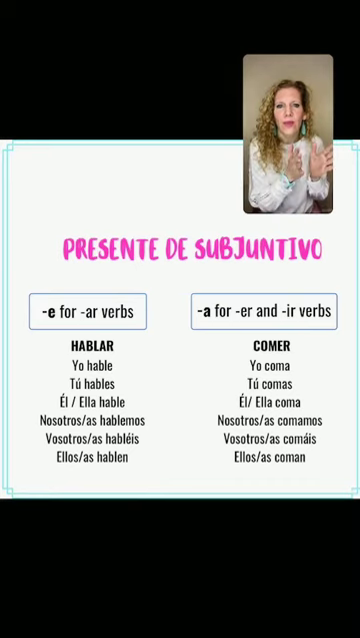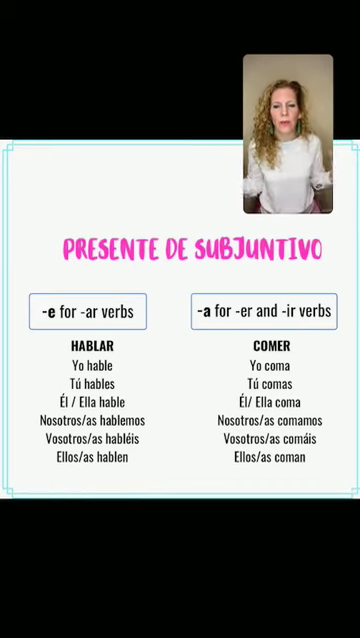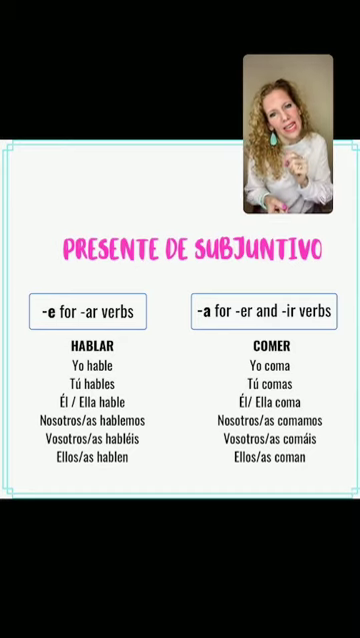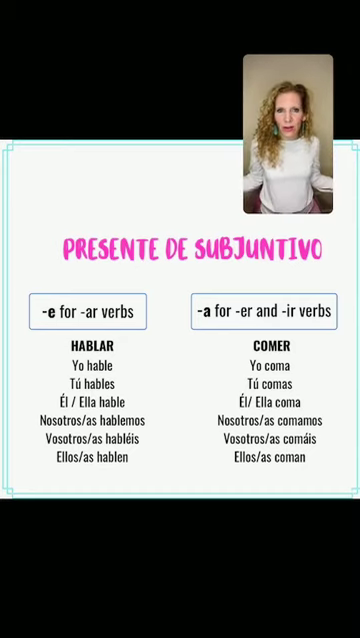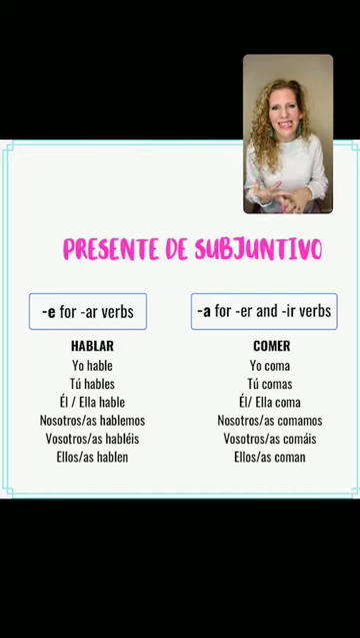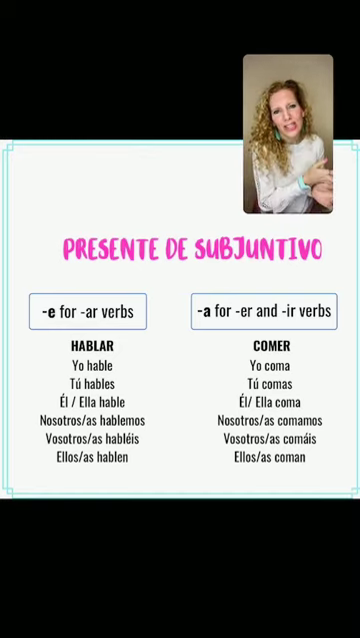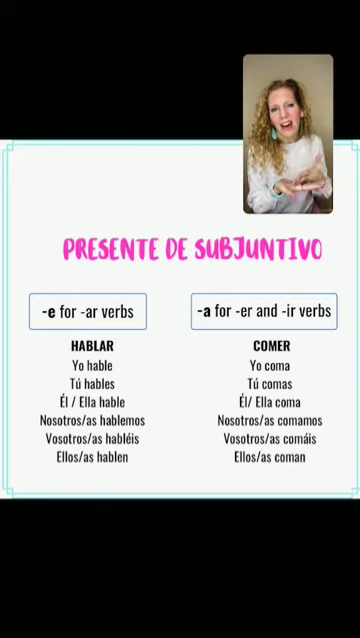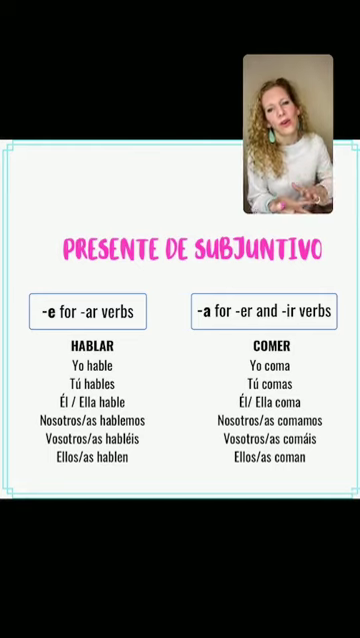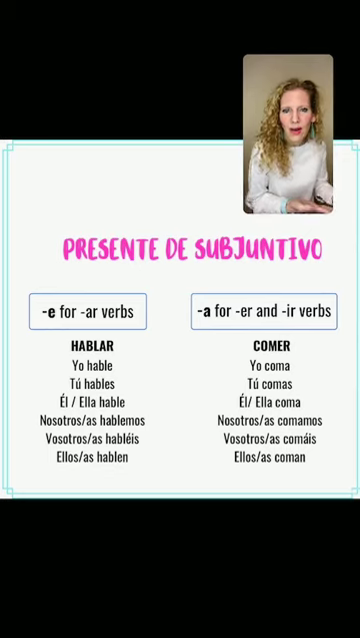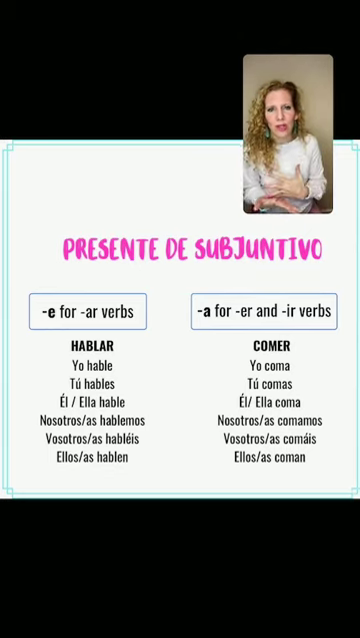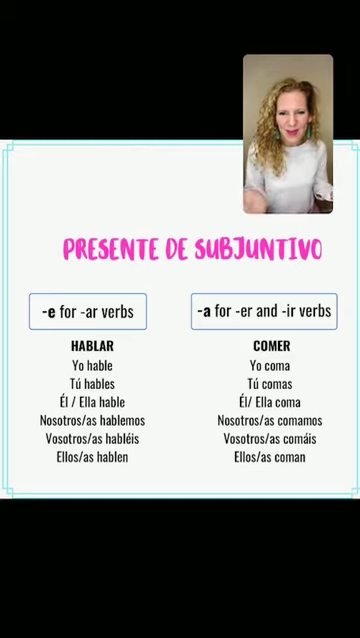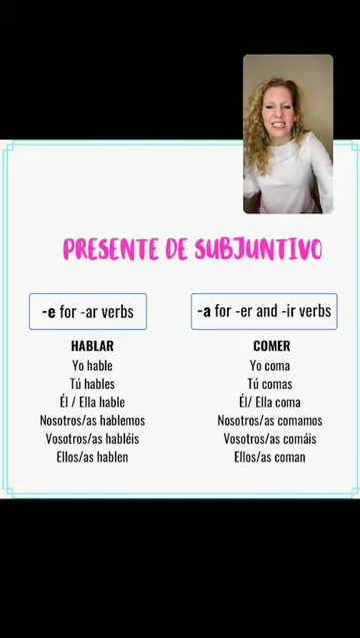Okay, so how do we form el presente de subjuntivo? So we change the ending to E for verbs ending in AR. For example, hablar. Yo hable, tú hables, él o ella hable, nosotros hablemos, vosotros habléis, ellos hablen, okay? And A for verbs that end in ER, IR. So, yo coma, for example, verb comer, to eat, yo coma, tú comas, él coma, nosotros comamos, vosotros comáis, ellos coman, okay? Yes? Okay, so that's it.